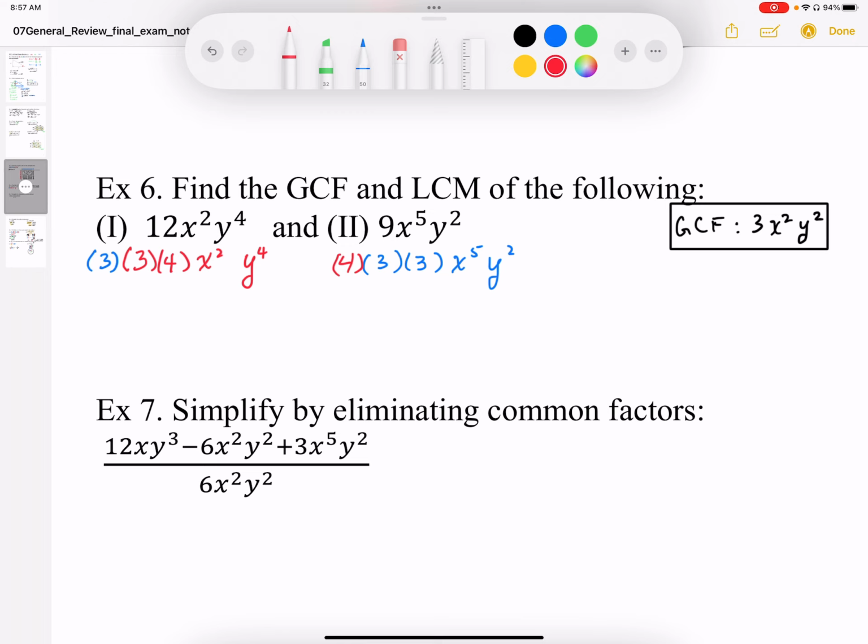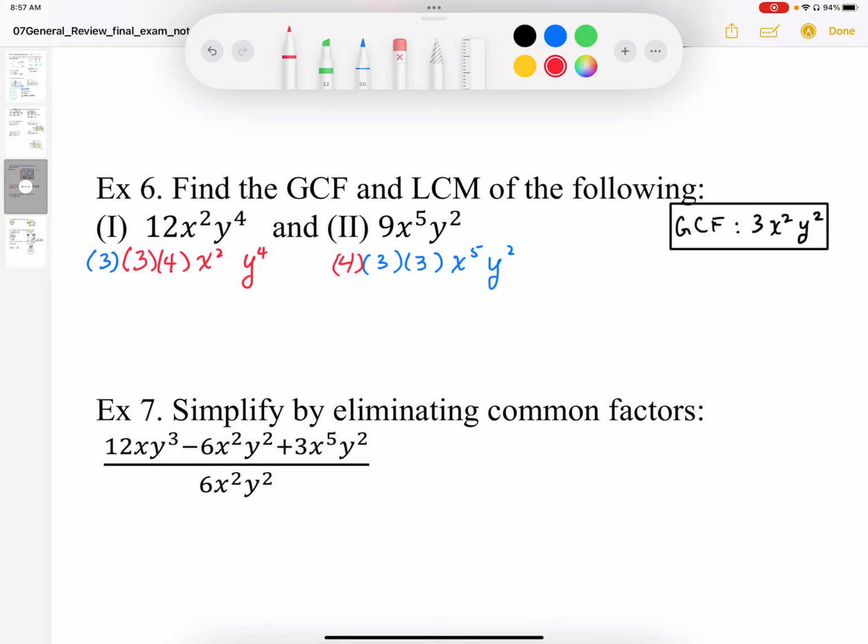Now, this strategy is really important because we're going to use this once we start doing rational expressions to get lowest common denominators. This is going to be really important that we understand how to get lowest common denominators by looking at factors.